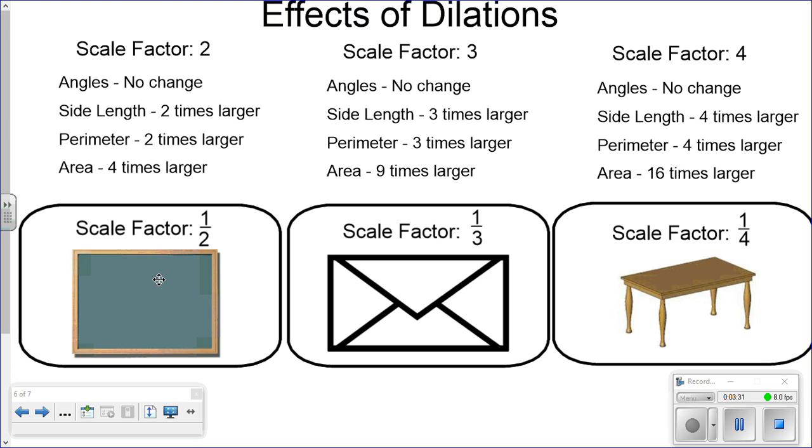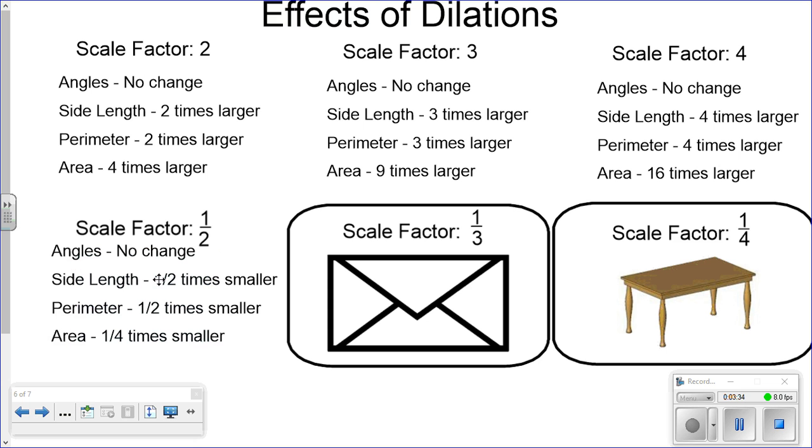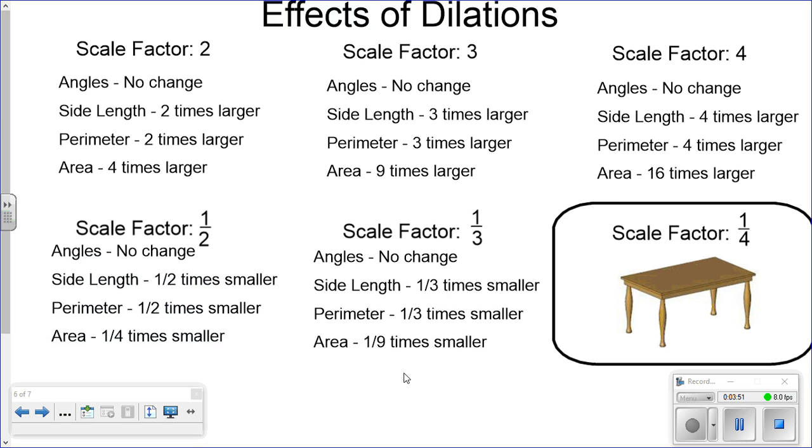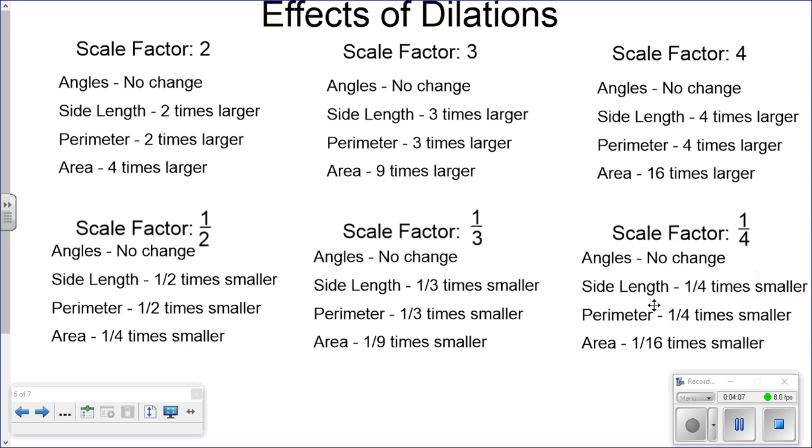Now let's say it's a reduction. The scale factor is 1/2. The angles don't change. The side length is half the size, the perimeter is half, the area is 1/4. 1/2 times 1/2 is 1/4. Let's use a scale factor of 1/3. The angles don't change. The side length is 1/3 smaller, the perimeter is 1/3 smaller, and the area is multiplied by 1/9, because 1/3 times 1/3 is 1/9. Scale factor of 1/4. Angles don't change. The side lengths are 1/4 times smaller, the perimeter 1/4 times smaller, the area 1/16 times smaller.